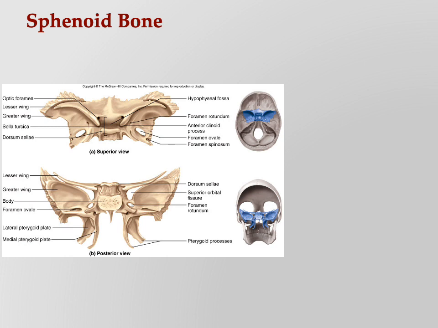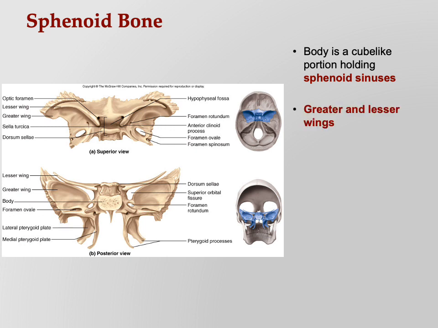So right now, for example, the body is a cube-like portion holding the sphenoid sinuses. So in other words, there's a hollow space inside of the sphenoid bone. And again, a hollow space inside of a bone is called a sinus. So you can't see it in the picture because they haven't cracked the bone open to show you. But inside of the center of the sphenoid, so look on the bottom picture where it says body, it would be sort of up from there, and inside you would have a hollow space, the sphenoid sinus.